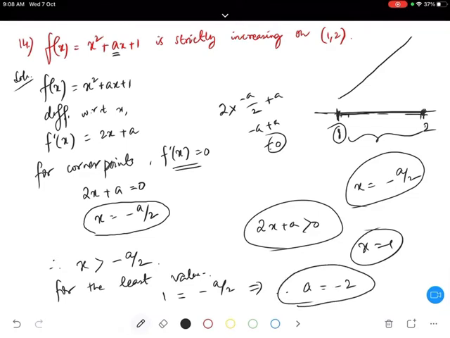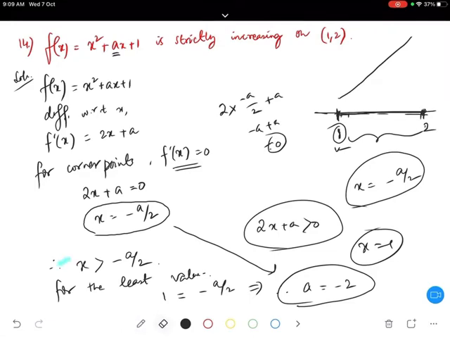Everyone clear? Yes or no? The least value of x is what? 1, right? The least value of x is 1. So I will just put in this expression, 1 is equal to minus a by 2. So that gives you the answer of a. Now let's move on to the next question.